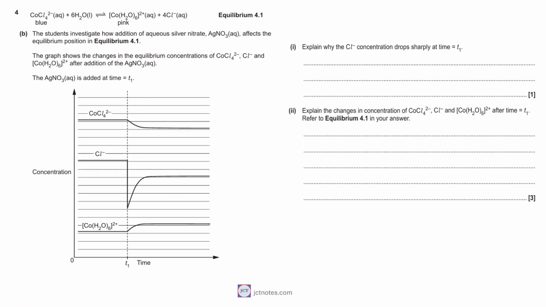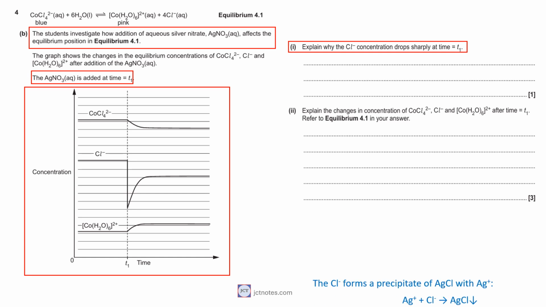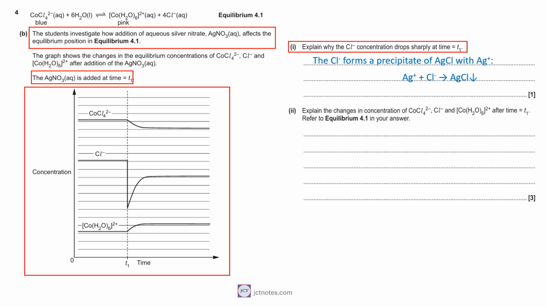In Question 4, Part B, the students investigate how the addition of aqueous silver nitrate affects the equilibrium. 4.1. We are provided a graph with the equilibrium concentrations before and after the silver nitrate addition. In the first question, we are asked why the chloride ion drops after the addition of silver nitrate. The chloride forms a precipitate of silver chloride with the silver.